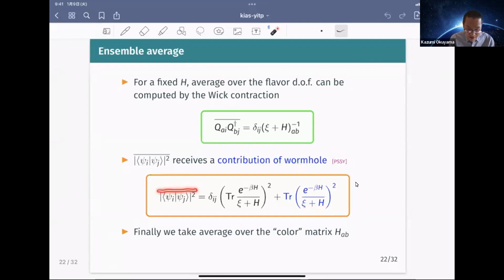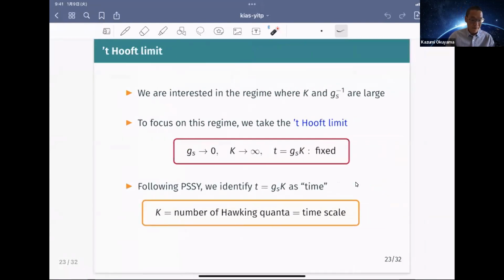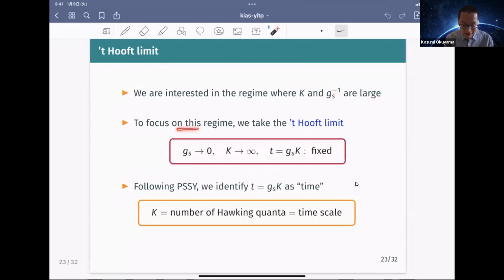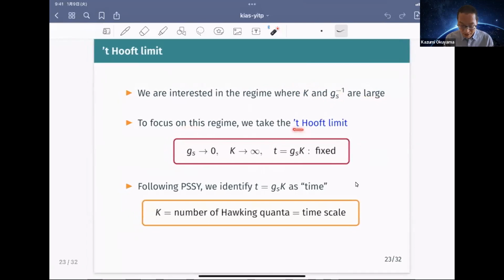So this bar is the average over the flavor degrees of freedom, but eventually we should take the average over the color degrees of freedom, the matrix H, as well, and then we can compute some quantities averaged over both Q and H. We are interested in the regime where K, the number of branes, and the inverse genus counting parameter are both large. To focus on this regime, we take the limit G goes to 0 and K goes to infinity with the product fixed, which we call the 't Hooft limit.